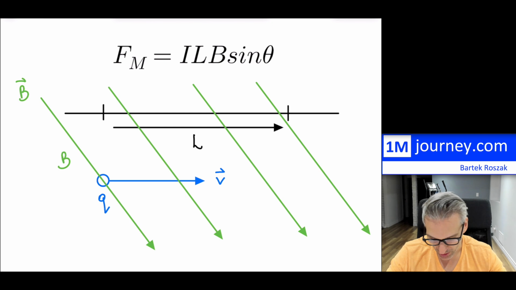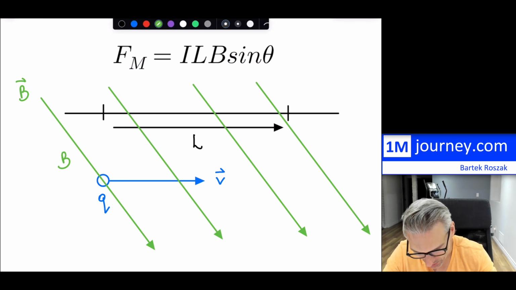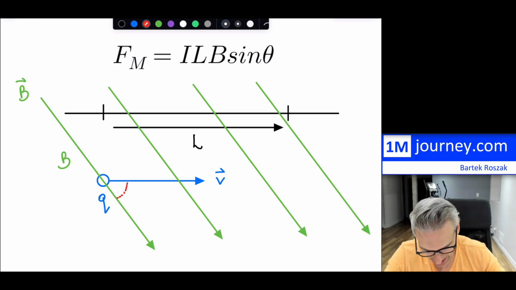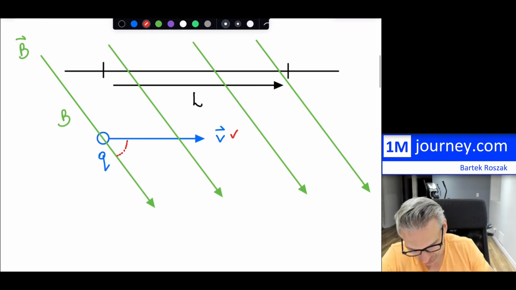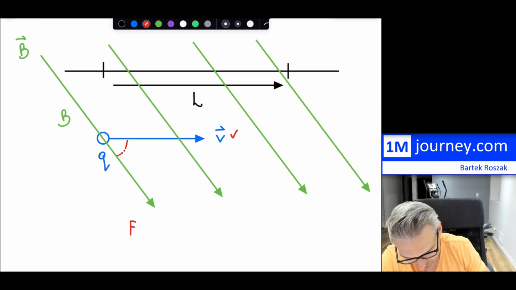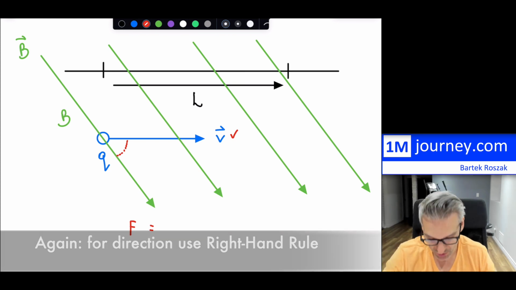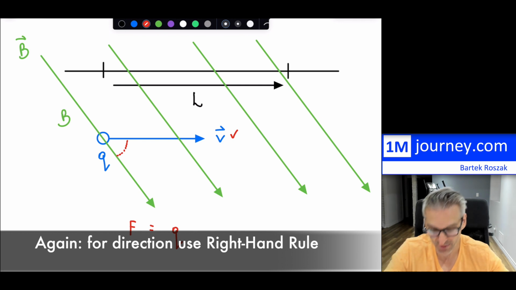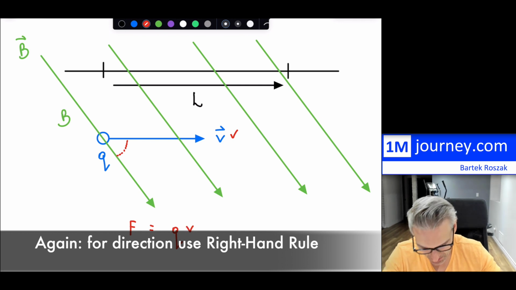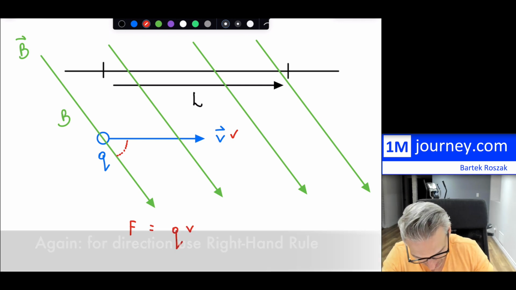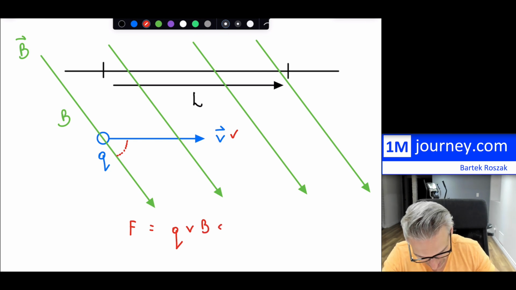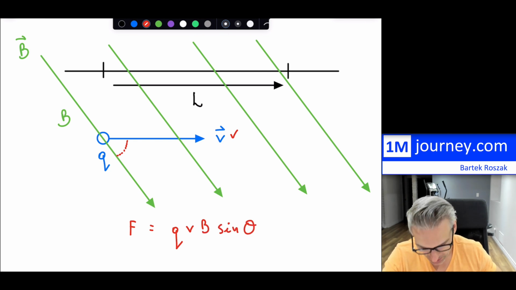Now, the angle you would be interested in is the angle right here, between the velocity of the charge and your magnetic field. That result came down to the magnitude of the force on this charge being equal to the charge itself, multiplied by the magnitude of the speed it is moving at, the strength of the magnetic field, and then the sine of the angle in between.